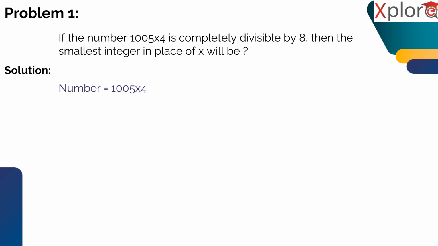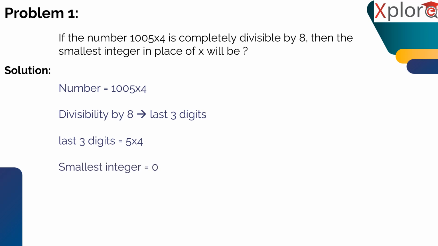The given number is 1005x4. We know that for divisibility by 8, if the last 3 digits of the number are divisible by 8, then the entire number is also divisible. So from this, can I say that 5x4 is the last 3 digits and that should be exactly divisible by 8? The smallest integer we can put in the place of x is 0. First case: 504 is exactly divisible by 8. So we can conclude that the x value is 0.